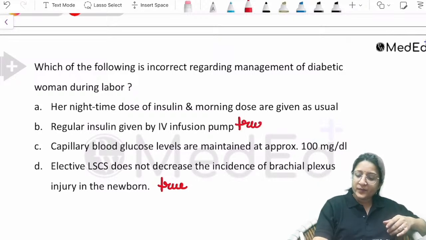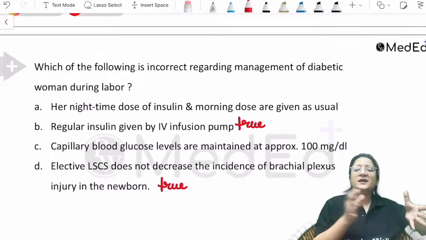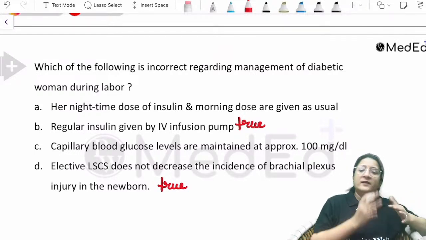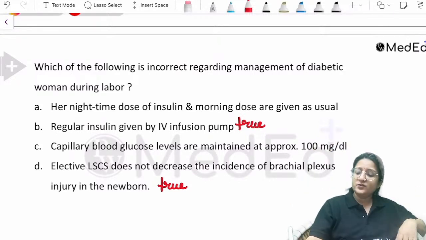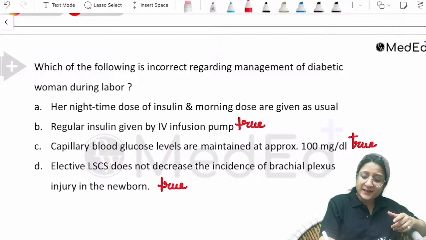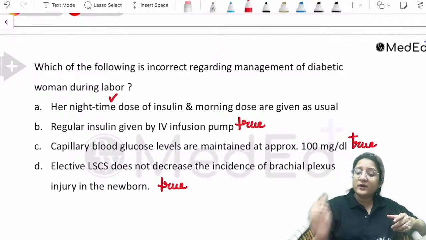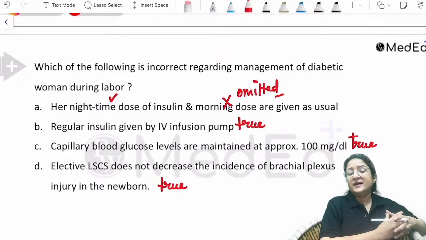So this is true. And the goal is to maintain the capillary blood glucose levels at approximately 100 milligram per deciliter. We don't want to cause hyperglycemia and we don't want to cause hypoglycemia. So that is also a true statement. Her nighttime dose of insulin and morning dose of insulin are given as usual. That is wrong. She takes the nighttime dose of insulin, but the morning dose of insulin is omitted. Keep that in mind.